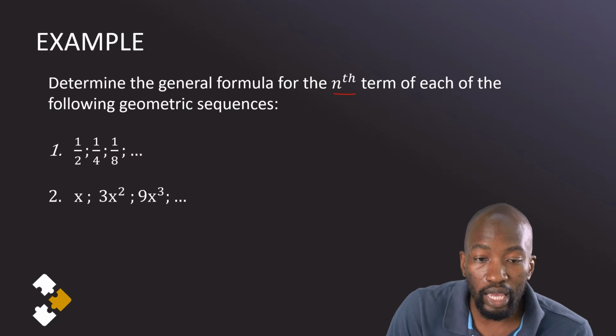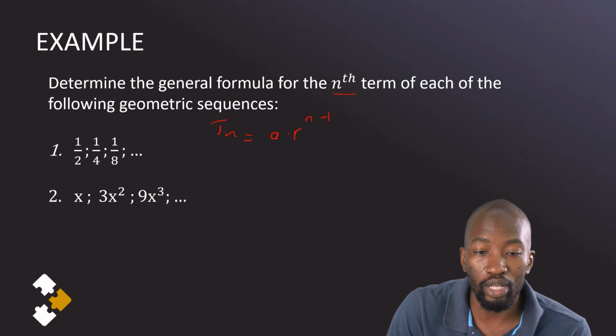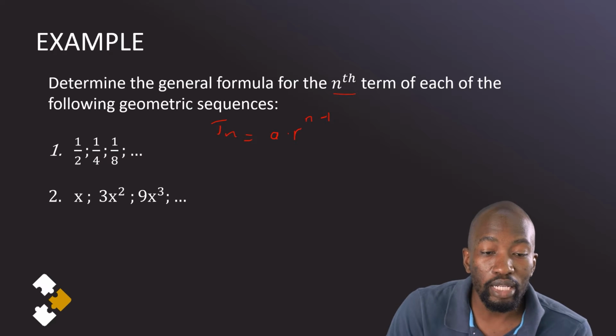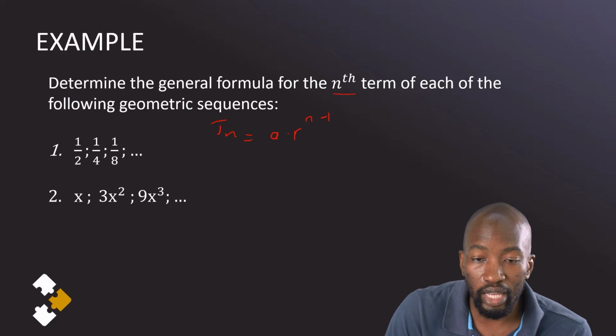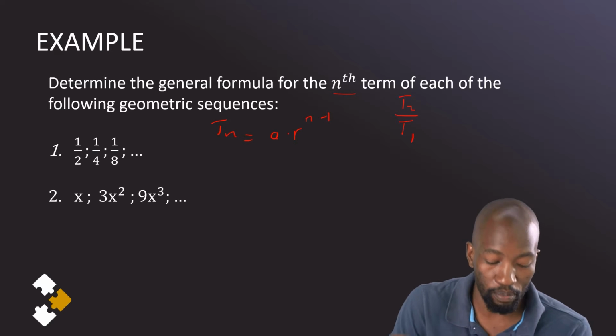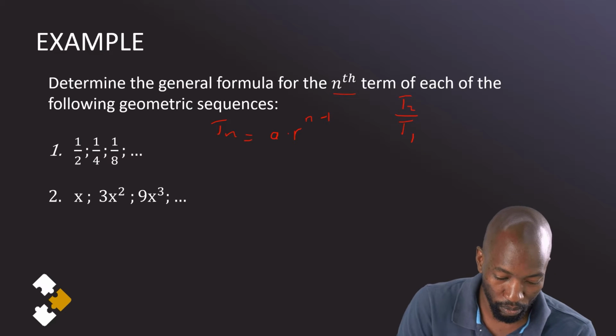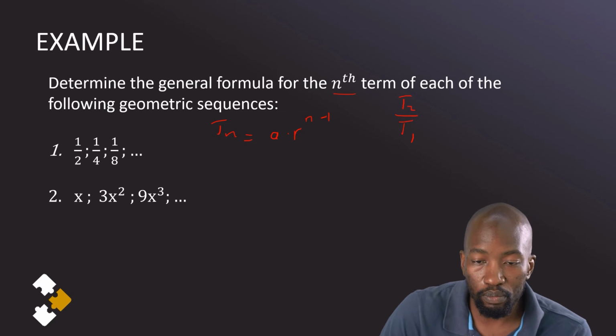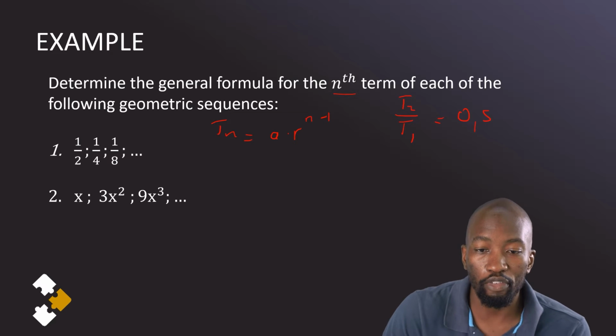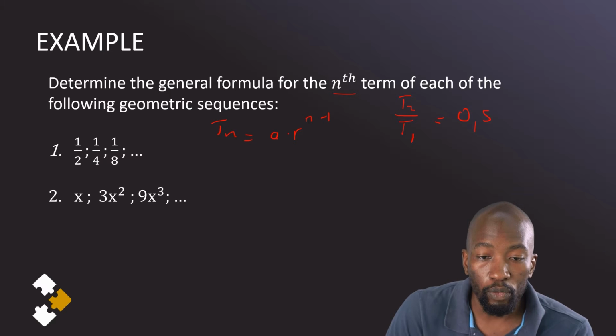So remember, the nth term for geometric is Tn is equal to A multiplied by R to the n minus 1. Right? Now, what is our constant ratio? We need to find that. That will be what? T2 divided by T1. Let's quickly find that. And that gives us 0.5. Then, now we can substitute.